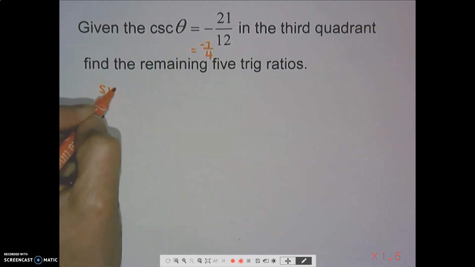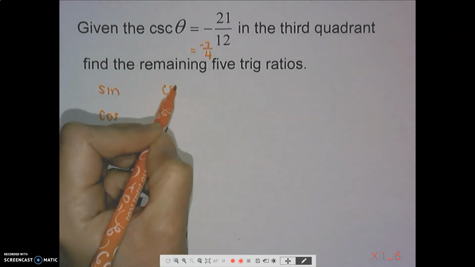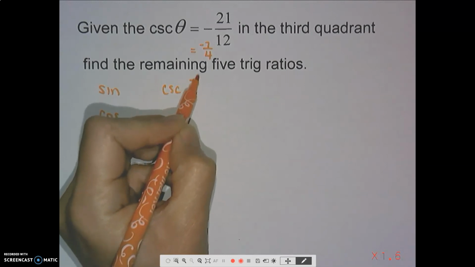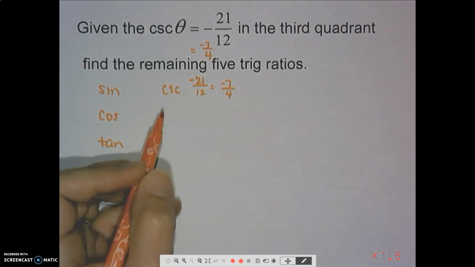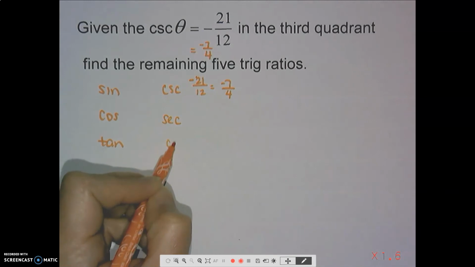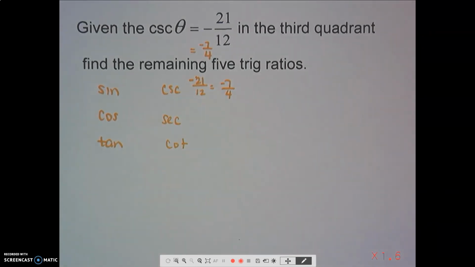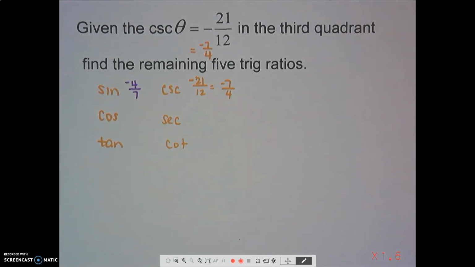All right, so we have to find sine, cosine, and tangent, and then cosecant, which they told us is negative 21/12, but I'm going to simplify that, like I said, to negative 7/4. So here we've got all 6 of them that we need to find. And before we draw our triangle, we know that cosecant and sine are reciprocals of each other, so that means that we're going to have 4/7, and the negative is going to stay in the numerator.